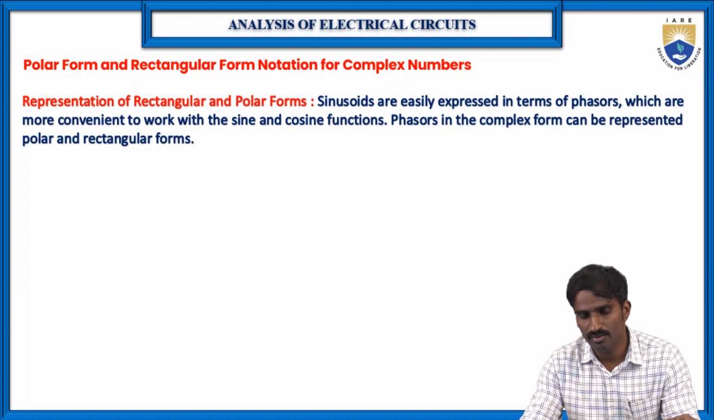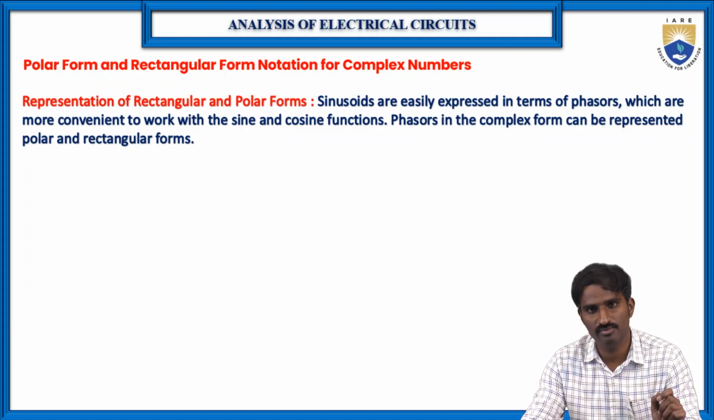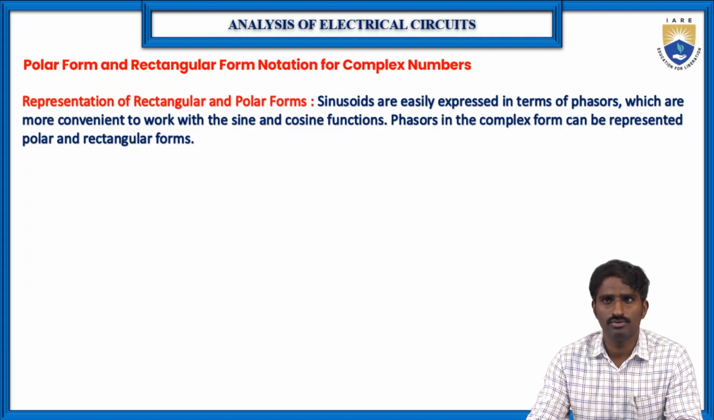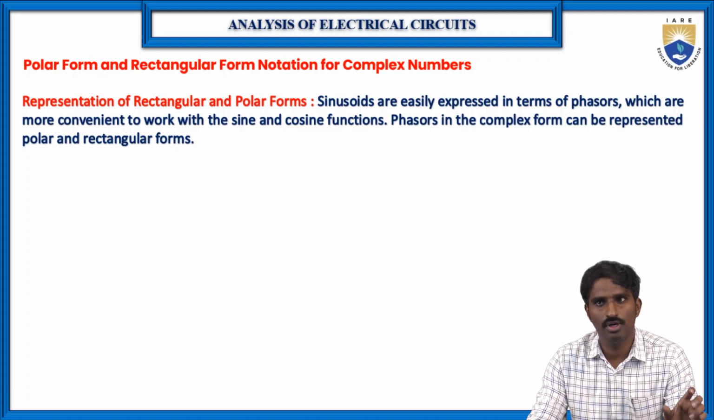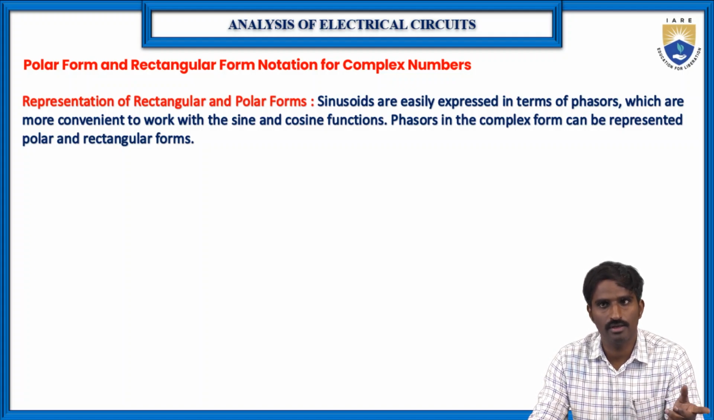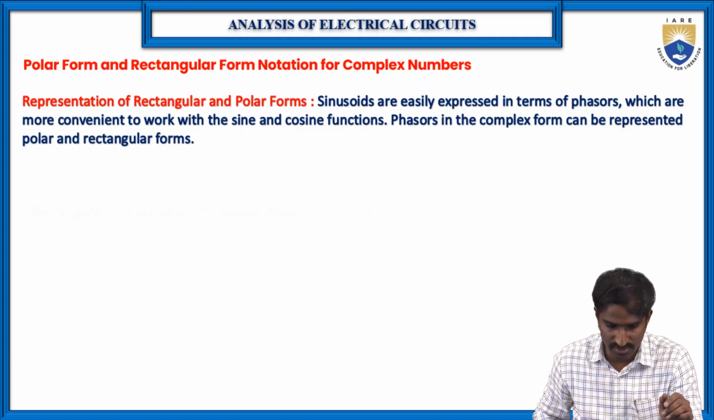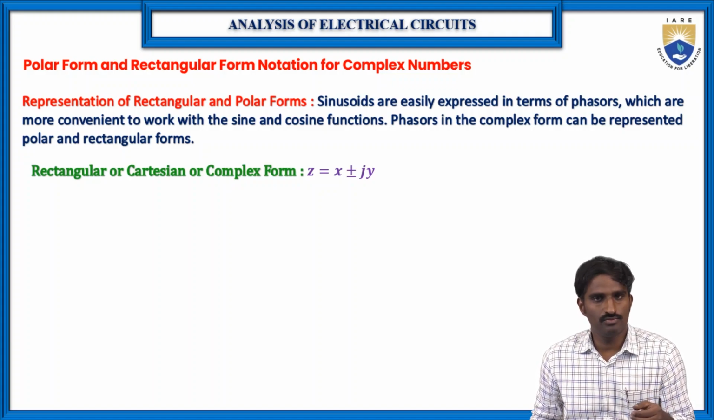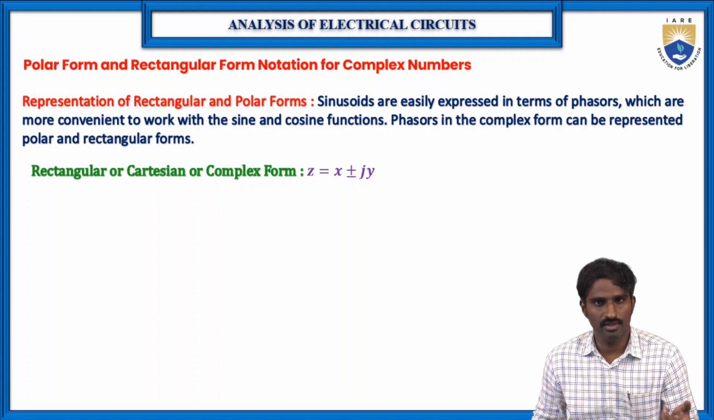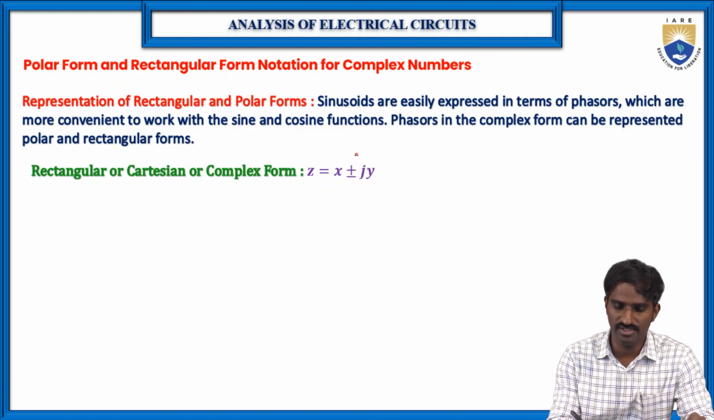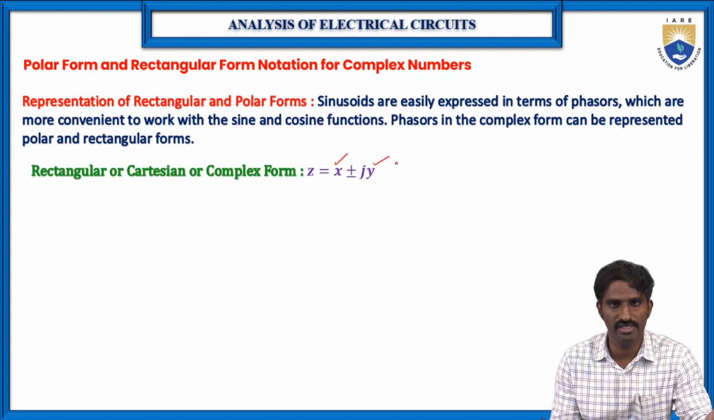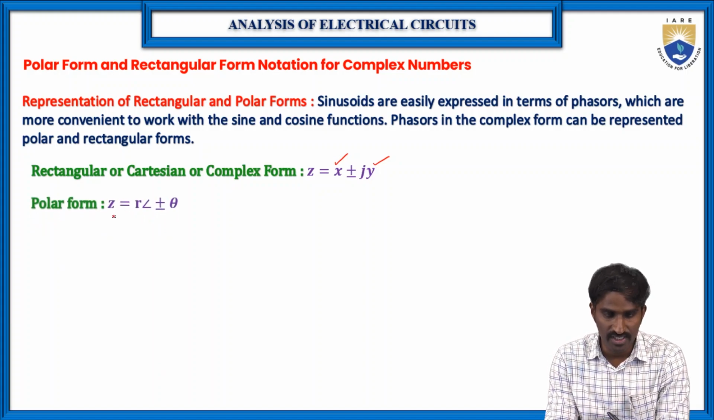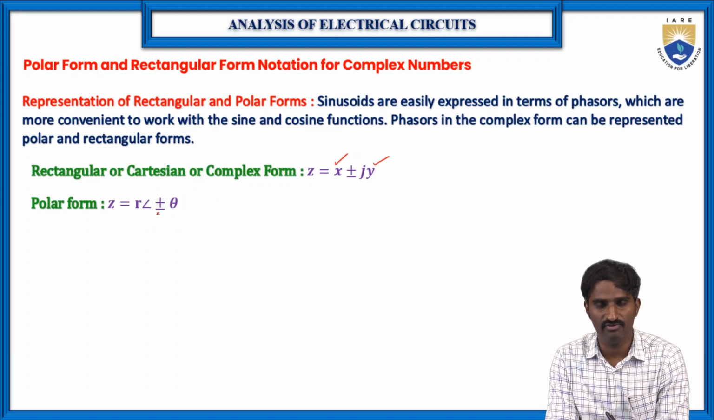Because the AC waveforms are represented in the form of sinusoidal expressions in terms of the phase, it is important to know how to convert complex into polar, or polar into rectangular form. We know the rectangular form, which we can also call the complex form, is x plus or minus j y. Here x is the real term and j is the imaginary term. And if it is a polar form, then we can represent the same quantity as r at an angle of plus or minus theta.